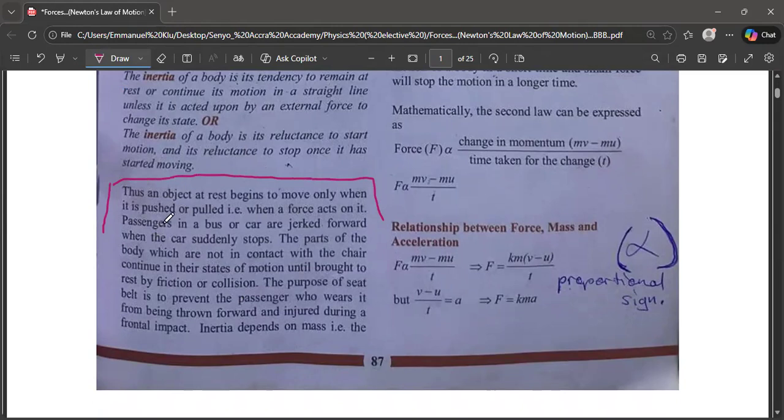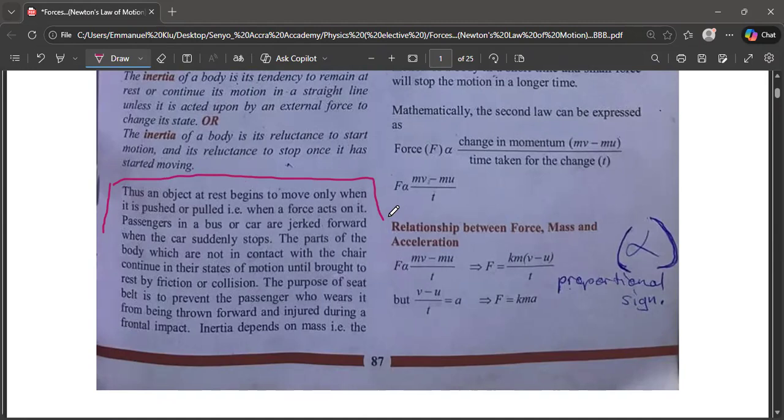An object at rest begins to move only when it is pushed or pulled, that is, when a force acts on it. Passengers in a bus or car are jerked forward when the car suddenly stops. The parts of the body which are not in contact with the chair continue in their state of motion until brought to rest by friction or collision.